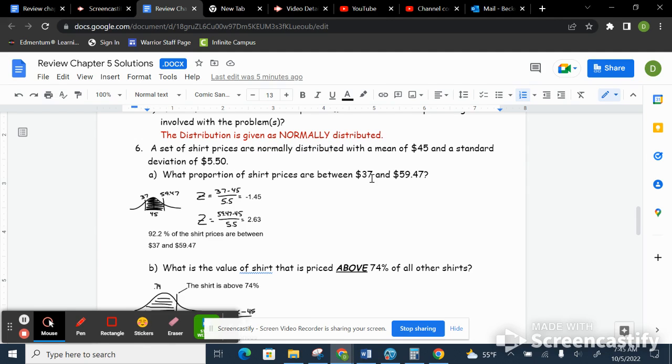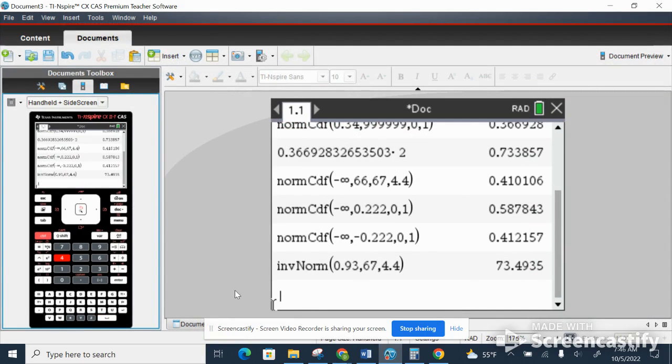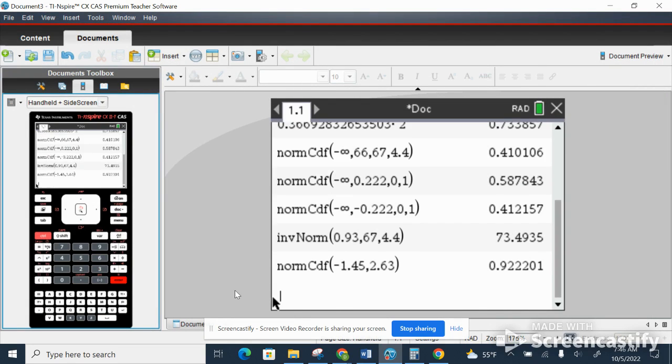What proportion of shirt prices are between 37 and 59.47? So I would expect a curve showing 37, 59.47 that you shade in between. If you do not shade, you will not get credit for that point. Since there are two values, you do two z-scores. You get these z-scores to be negative 1.45, 2.63. So I'm just going to throw that in by normal CDF. I think it was negative 1.45 and 2.63.